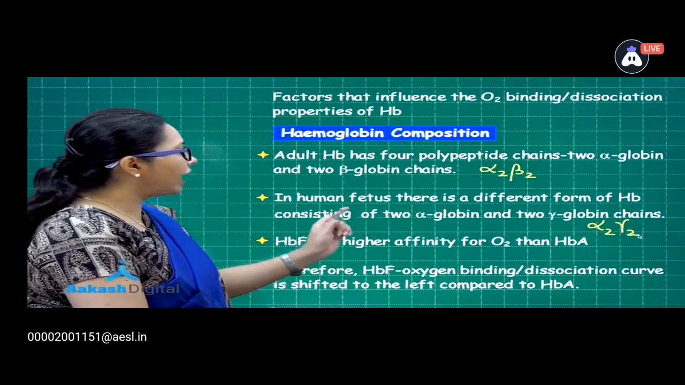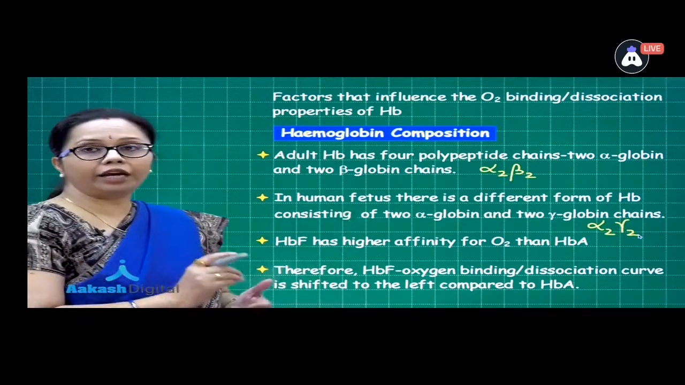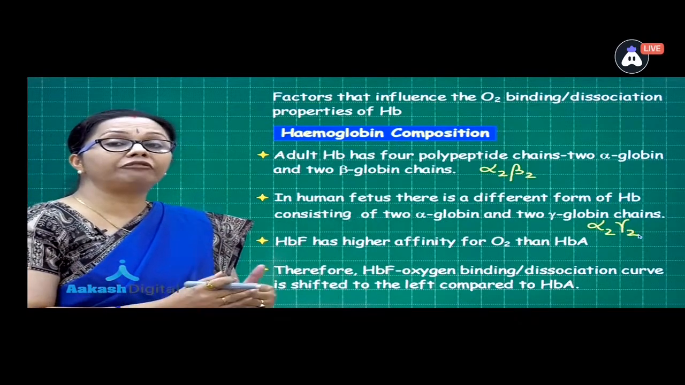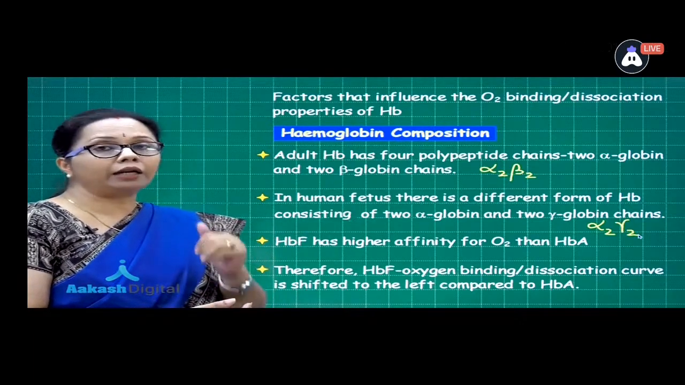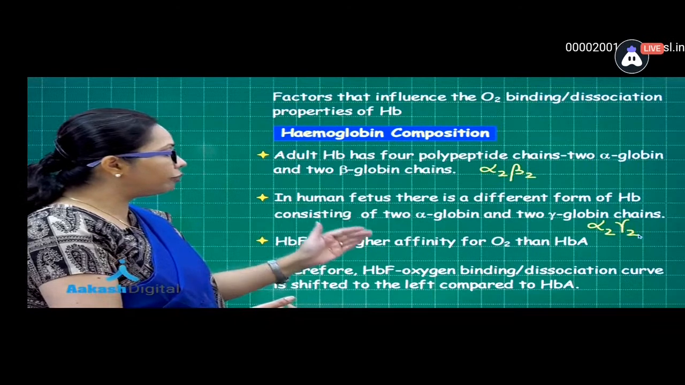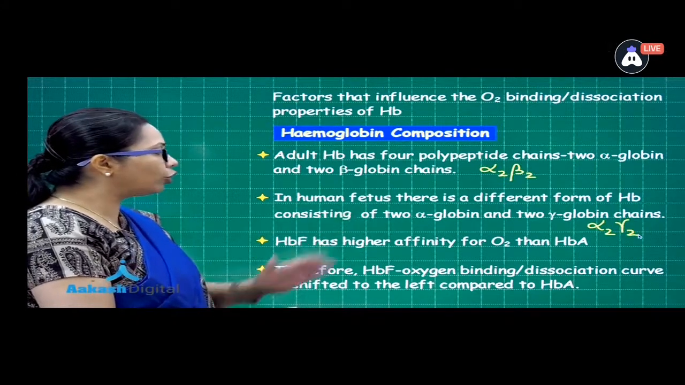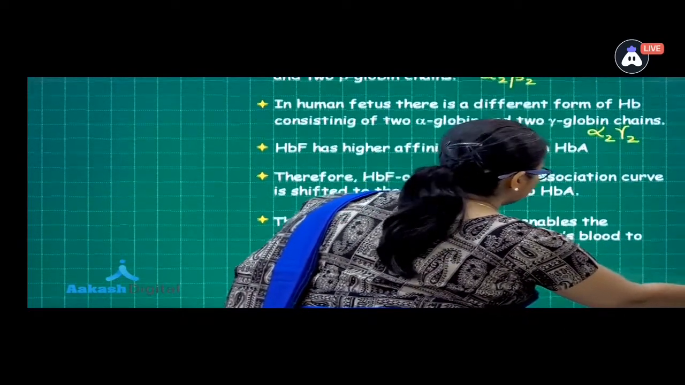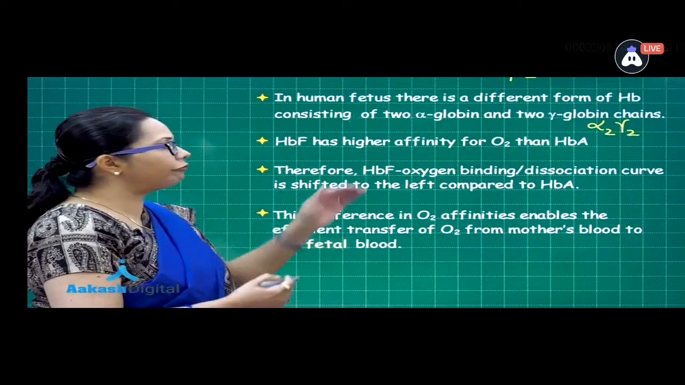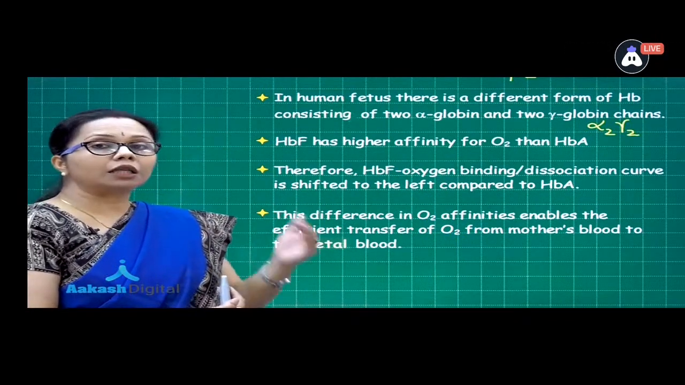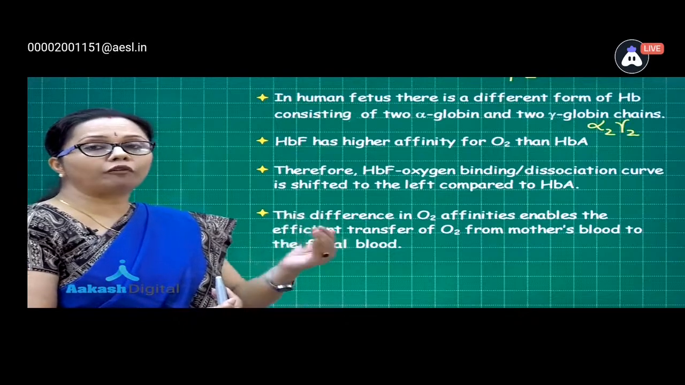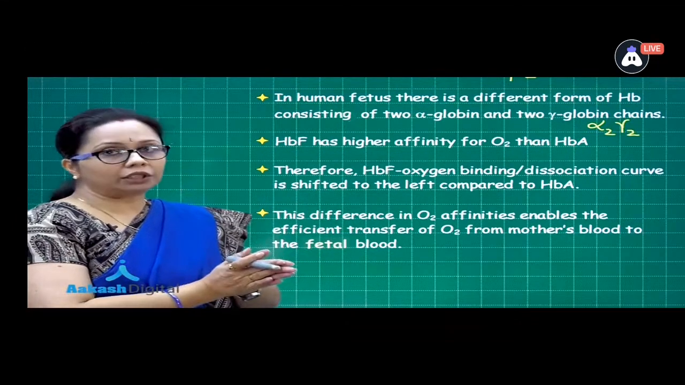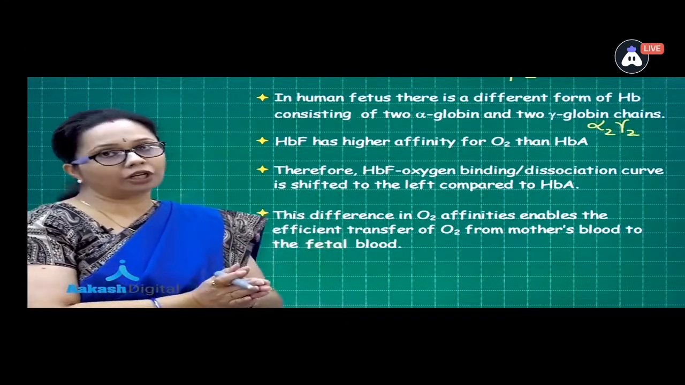Now this HbF has higher affinity for oxygen than HbA. When we say it has higher affinity, in other words, we can say that HbF has lower P50 value than HbA. So therefore, if we plot the graph, that is the oxyhemoglobin dissociation curve, what we will see is that the graph for HbF would be towards the left of the sigmoidal curve or the graph of HbA. And this point is important because at the placenta, the placenta functions as the fetal lung.